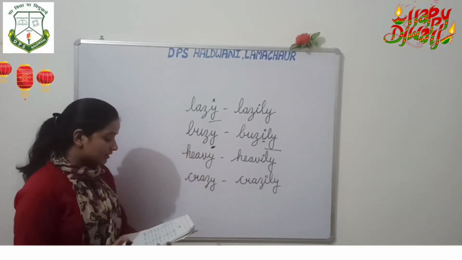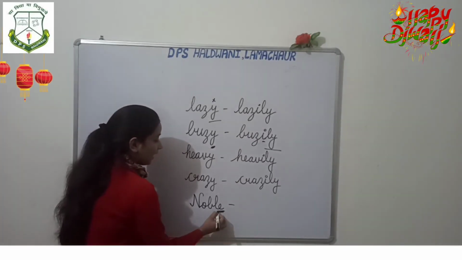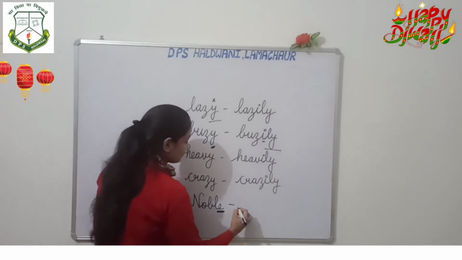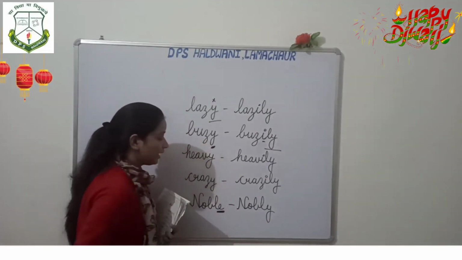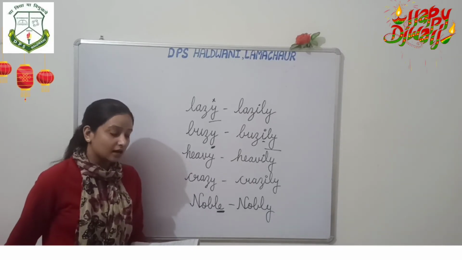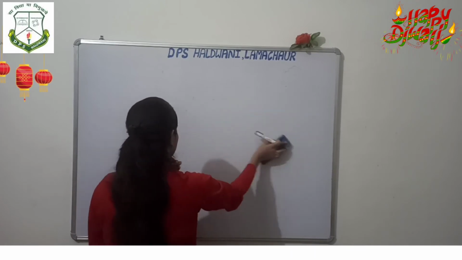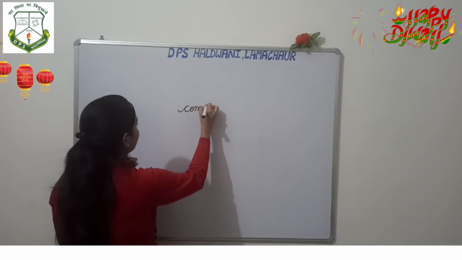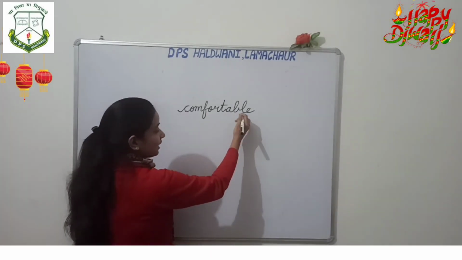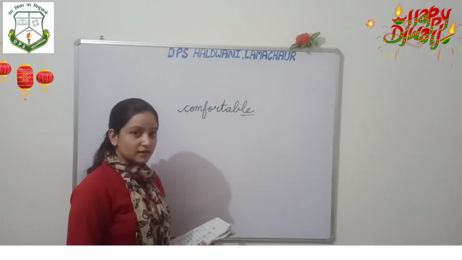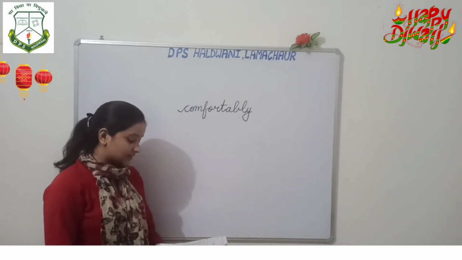Next is noble, N-O-B-L-E. We know the rule: whenever the words end with L-E, we replace E with Y. So noble, nobly. Now the next is comfortable, C-O-M-F-O-R-T-A-B-L-E. This is the spelling of comfortable. This adjective ends with L-E. So whenever the adjectives end with L-E, we remove E and add Y. So comfortably.